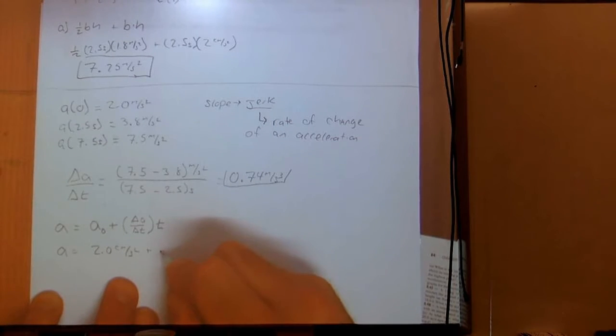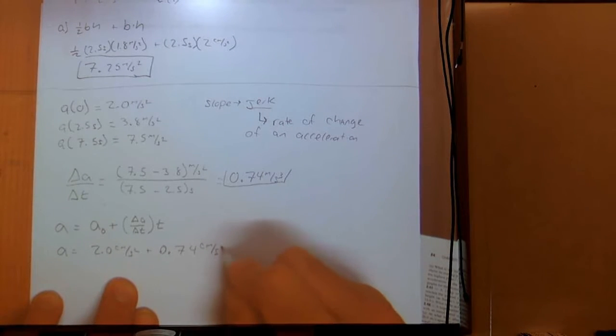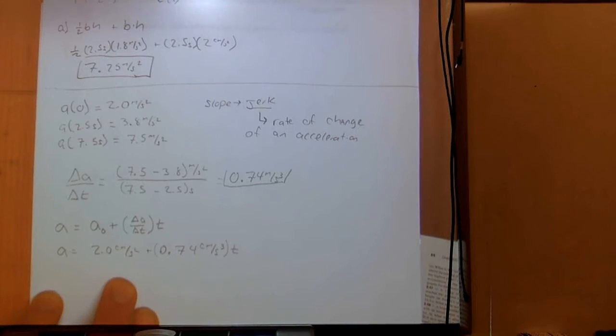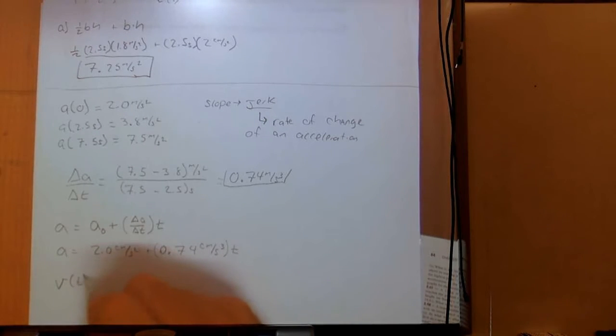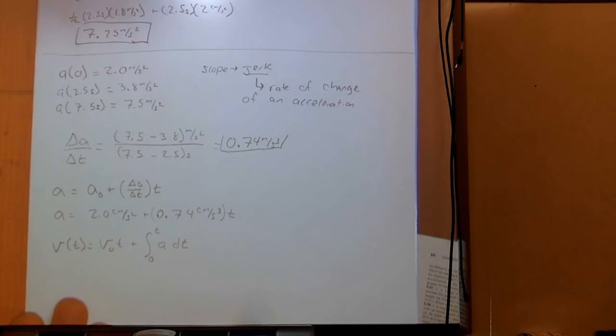plus 0.74, sorry, that says meters, this should be centimeters per second cubed, all of that times some time t. Well, now what do we do with that? If I want to go from acceleration to velocity, what am I going to do? I know my velocity with respect to time is v naught t plus some antiderivative from 0 to some time t of my acceleration per unit time, A dt. This should look a little bit familiar to us at this point in time.